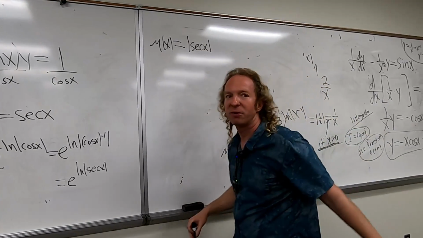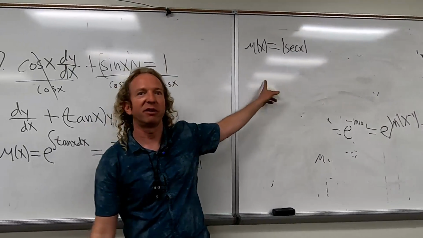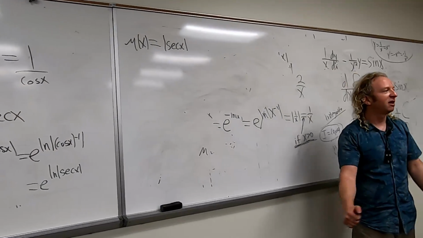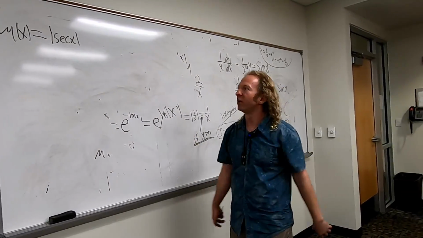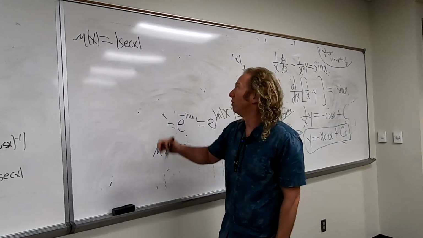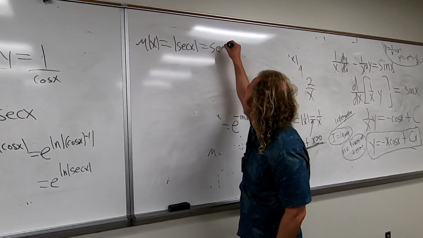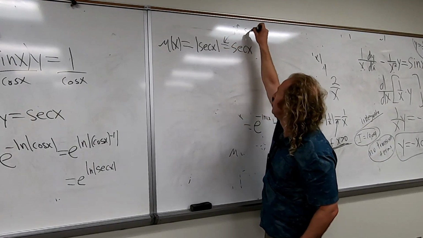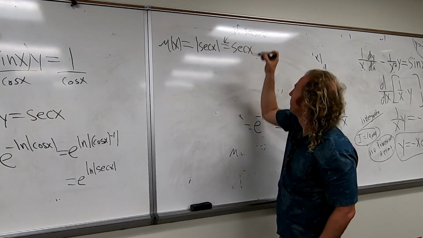I picked this one on purpose, for this step here, because this step is uncomfortable. It's hard. This is the hard step. And now we drop the absolute value. So we want it to be positive because that's what we do. So this is true if the secant function is positive.